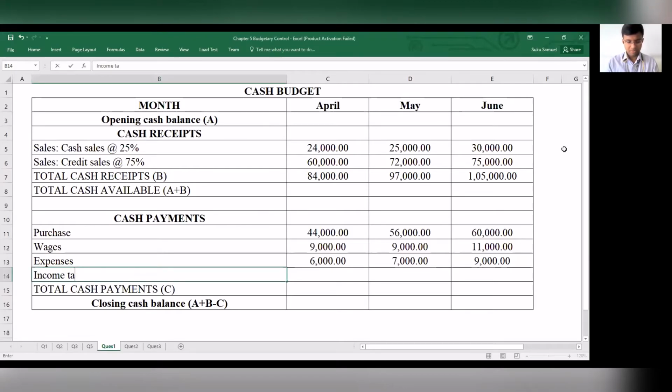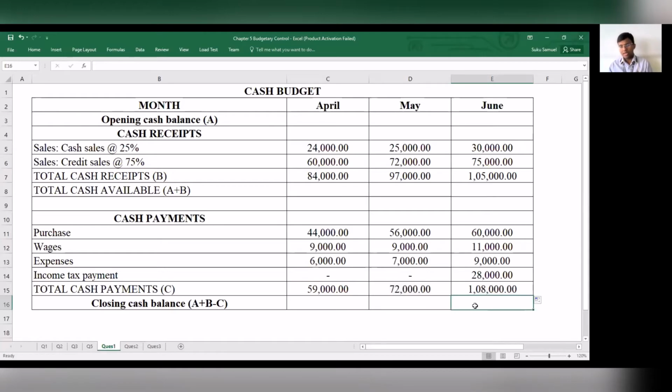Income tax payment. Now, income tax payment is a one-time payment, which is only in June. So in June you have to pay 28,000. Now let's go about with the total cash payment. You just have to sum up all the cash payments together, and I've done that, and I've got the answer for the cash payments.